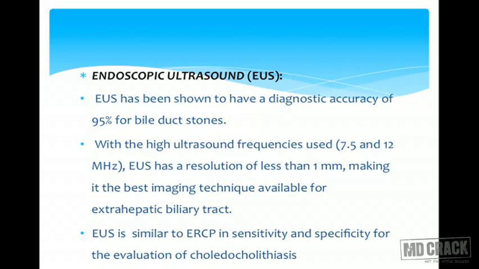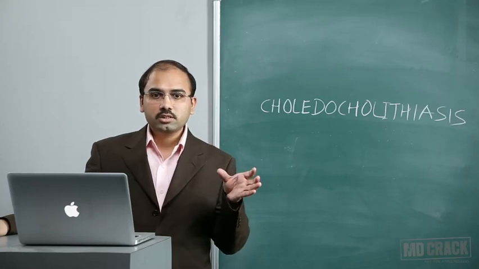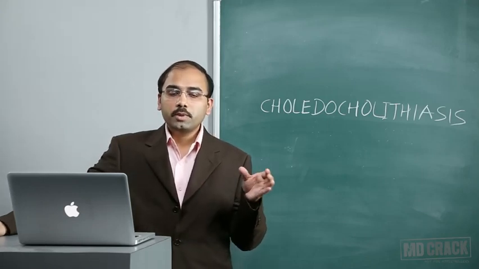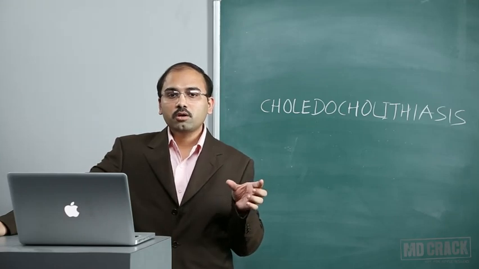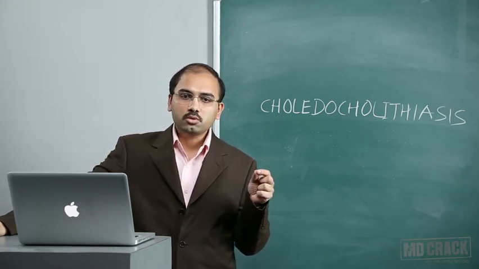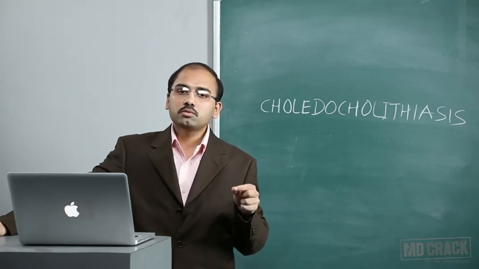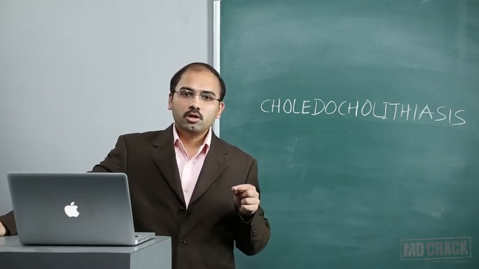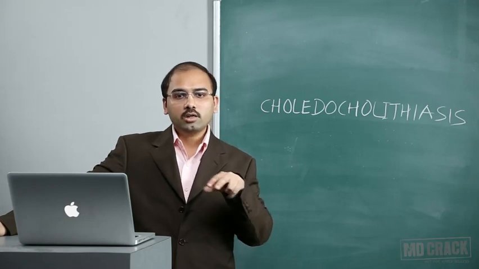So, here is the confusion that will still exist, that is, which is the best? If you think of invasive, ERCP is the best to detect the smallest stones, and if you think of non-invasive, then EUS is the best. But among these, both are at par.